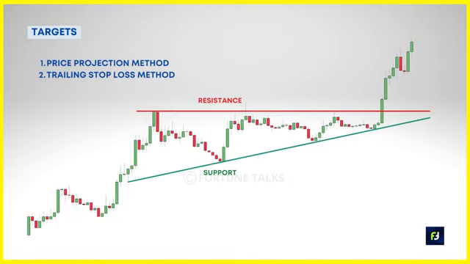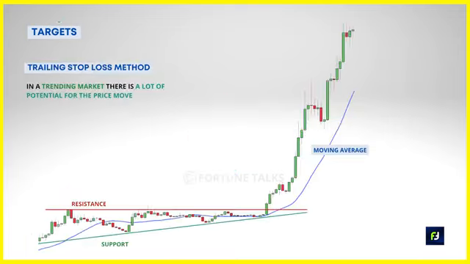Now the third and most important point, when and where to exit your winning trades for maximum profits. Now as always, there are two techniques you can consider: the trailing stop loss method and the price projection method. The idea of a trailing stop loss is that we have no idea how long a particular trend will last. So we trail our stop loss to ride the trend as far as possible and lock in our gains as the market moves in our favor.